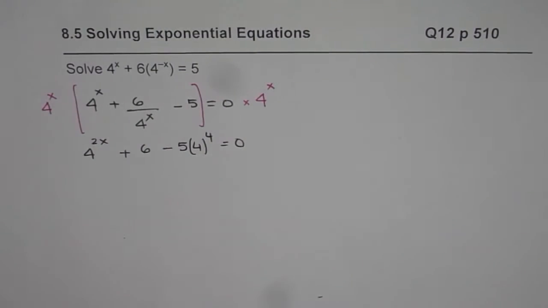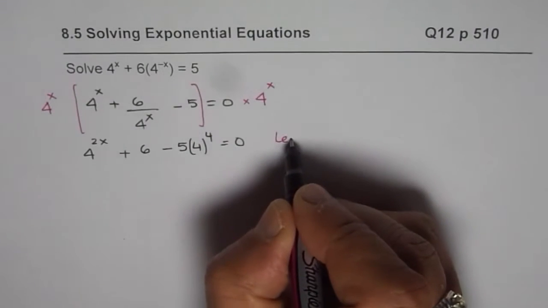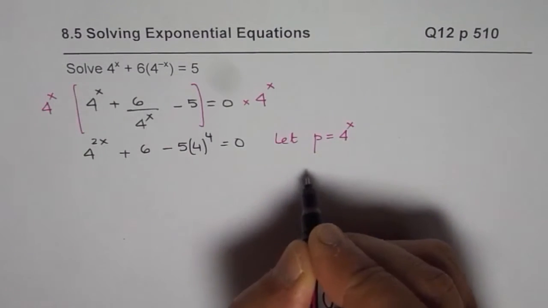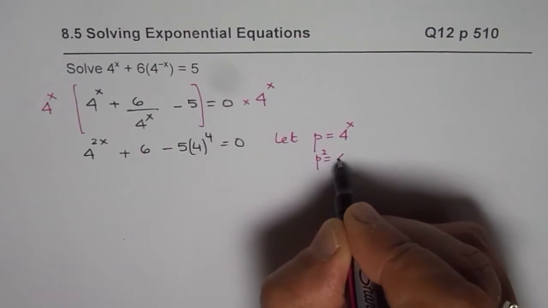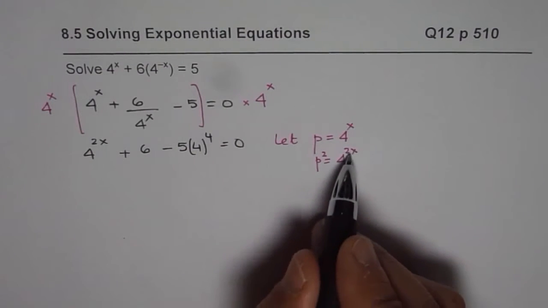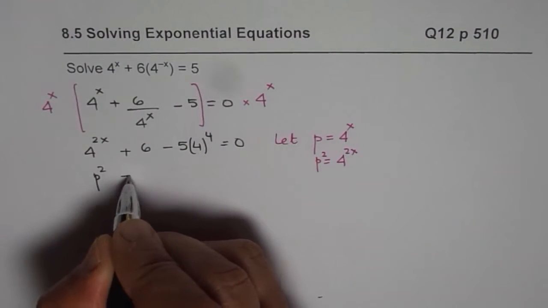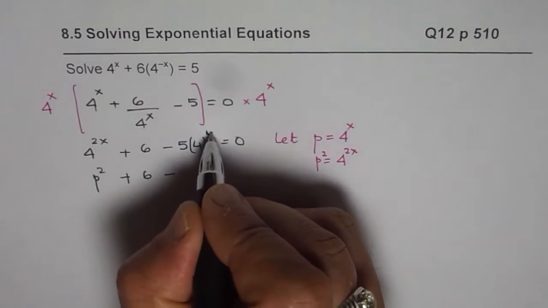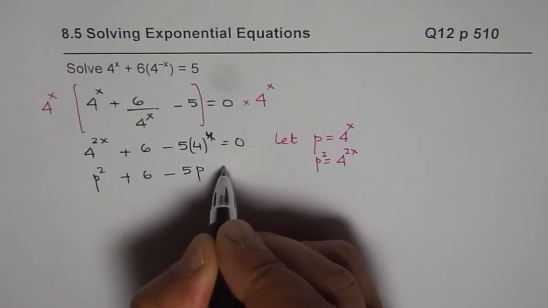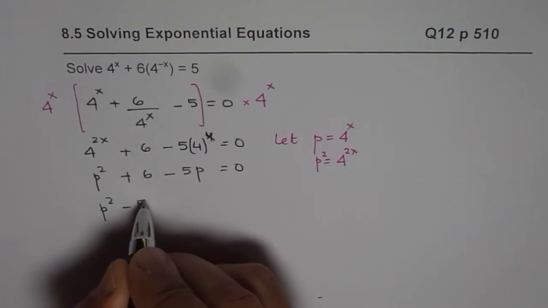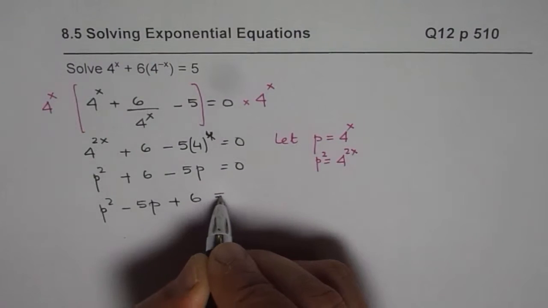Now here, let us substitute. Let's say some number p equals 4 to the power of x. In that case, what is p square? That will be 4 to the power of 2x, correct? So we'll do this substitution and rewrite. So p square is 4 to the power of 2x. We get p square plus 6 minus 5p equals 0. Now let me rearrange this. So we get p square minus 5p plus 6 equals 0.